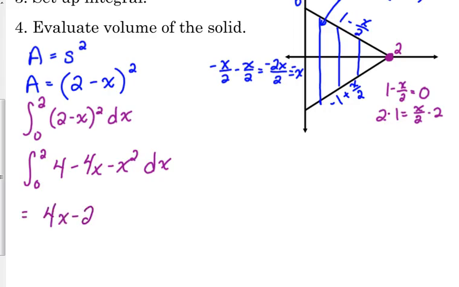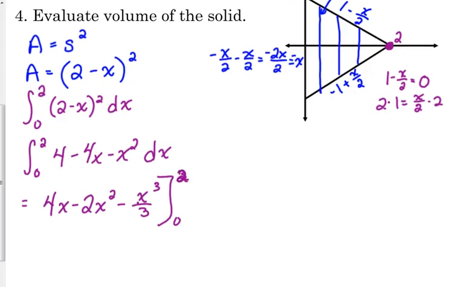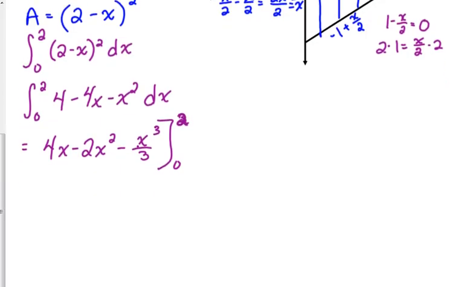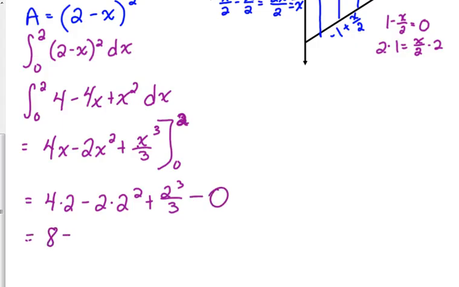Integrate: 4x minus 2x squared minus x cubed over 3, just using our power rule. And we're integrating from 0 to 2. That was not supposed to turn into a 3. So we've got 4 times 2 minus 2 times 2 squared minus 2 cubed over 3. Shoot, yes, that should be positive x squared, so it's positive x cubed over 3. Plus 2 cubed over 3. Minus, when we plug in 0, we're just going to get 0. Okay? So we've got 8 minus 8 plus 8 thirds.